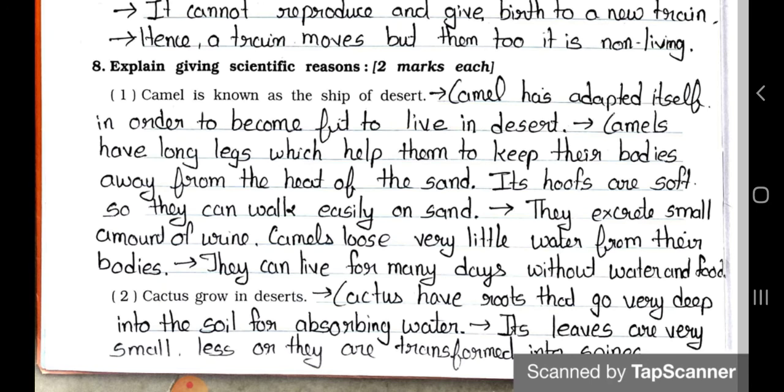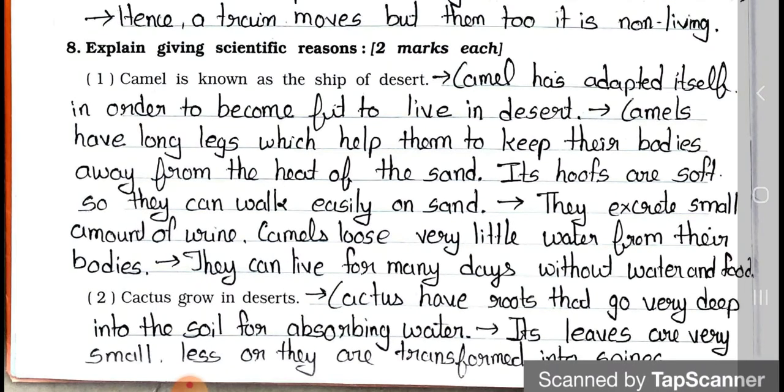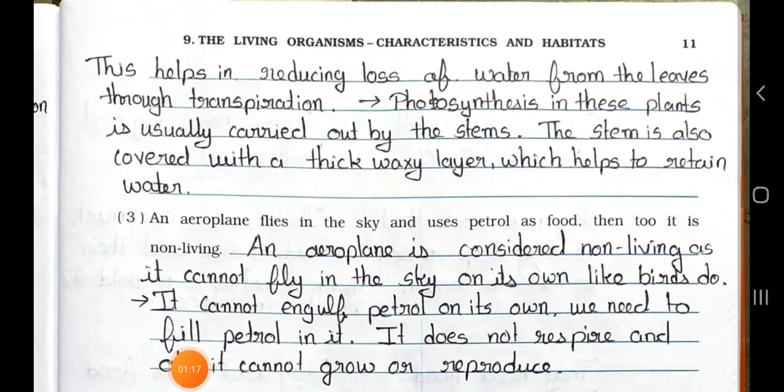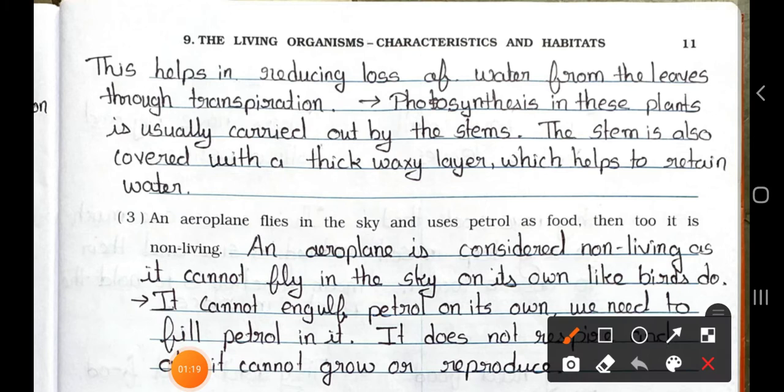Now we will see the second question. Cactus grows in desert. Answer: cactus has roots that go very deep into the soil for absorbing water. Its leaves are very small, or they are transformed into spines. They help in reducing loss of water from the leaves through transpiration. Photosynthesis in these plants is usually carried out by the stems. The stem is also covered with a thick waxy layer which helps to retain water.